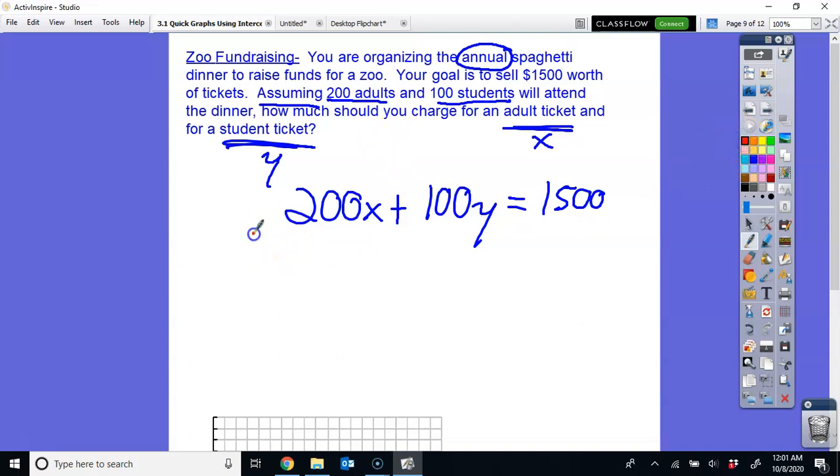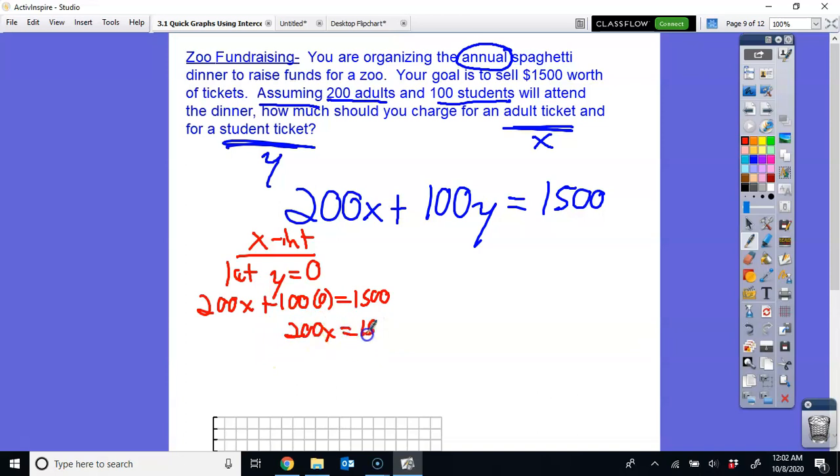What I'm going to use is I'm going to use our x-intercept like we did the other day, because that's a good way to do problems that look like this. It's also a good review for you. So I'm going to plug in 0 for y, because on the x-axis, that's what y is. This gives me 200x equals 1,500. I divide by 200, and x is equal to 1,500 divided by 200 is 7.5. I'm okay with that being a decimal. That's my x value. My y value is 0.